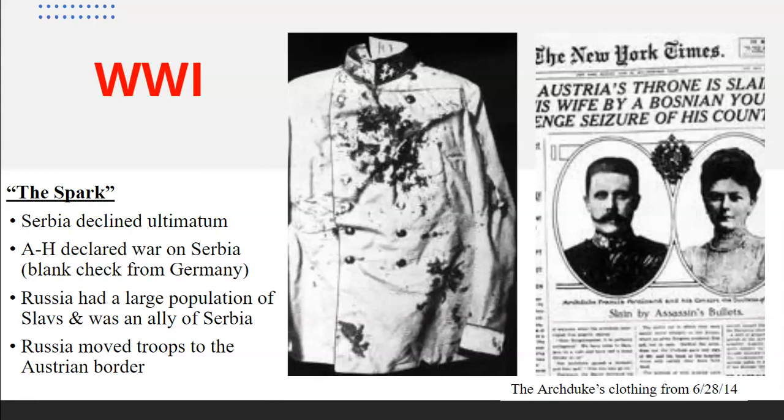Now, Russia has a large population of Slavic people, and they're an ally of Serbia. There are some other things too. There were two factions in Serbia. The country is near bankrupt in May of 1914, and they have heavy casualties due to those Balkan wars. So Russia wants peace in the Balkan region. So they're like, hey, Serbia, we got you. We're going to help you. So Russia is going to move troops to the Austrian border.